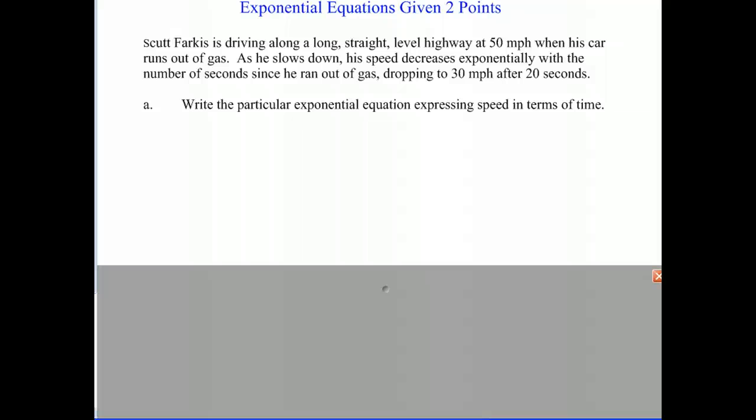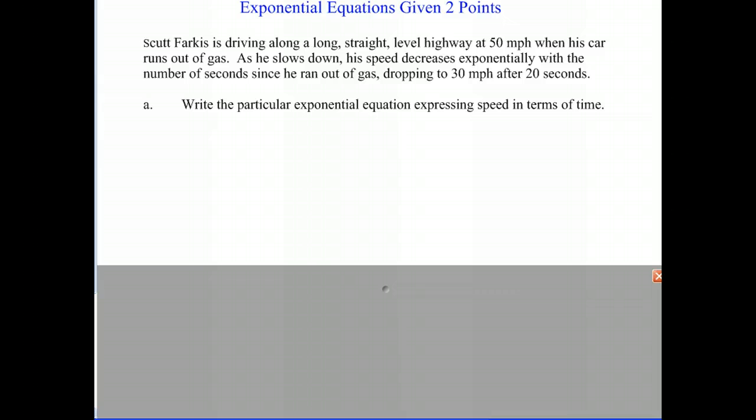Today we're going to talk about finding an exponential equation given 2 points in a modeling problem. So let's say Scott Farkas is driving along a straight level highway at 50 miles per hour when his car suddenly runs out of gas. As he slows down, his speed decreases exponentially with the number of seconds since he ran out of gas, dropping to 30 miles per hour after 20 seconds. Write the particular exponential equation expressing speed in terms of time.